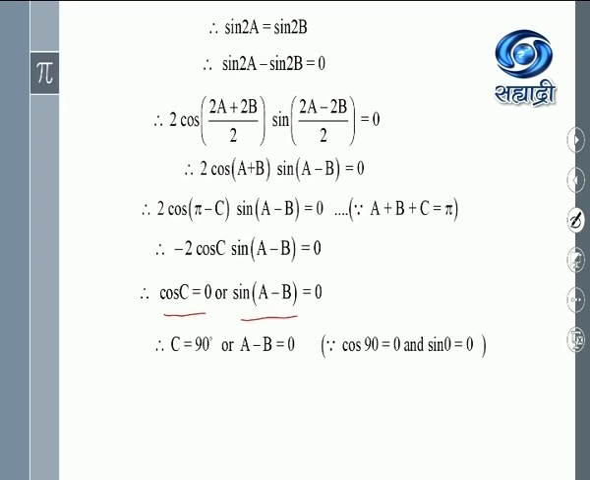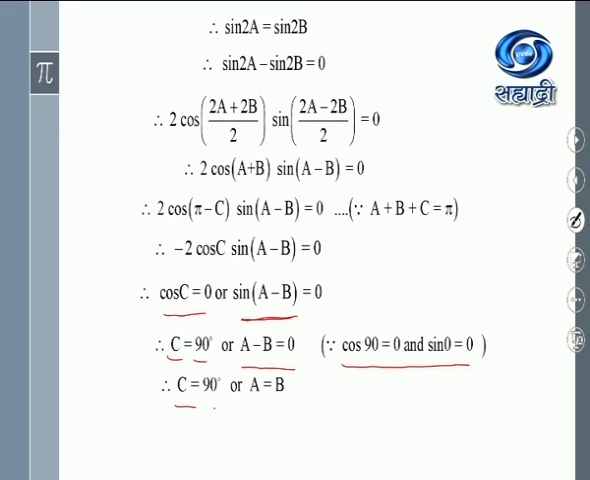So, if cos c is 0, what should be the angle c? Cos of 90 degrees is 0, you know. Therefore, c is equal to 90 degrees, or you may write pi by 2. And sine of a minus b equal to 0. Sine of which angle is 0? Sine of 0 is 0. So, a minus b is equal to 0. This you know. No need to write in the solution. Directly write c is equal to 90 degrees or a minus b is equal to 0.